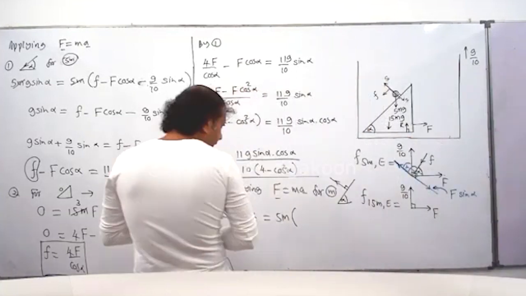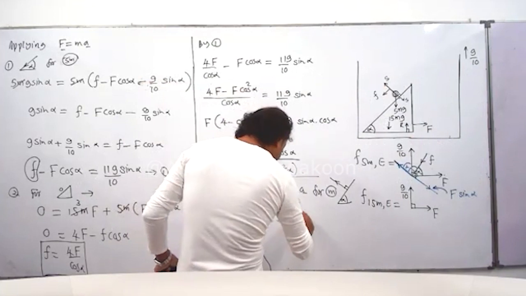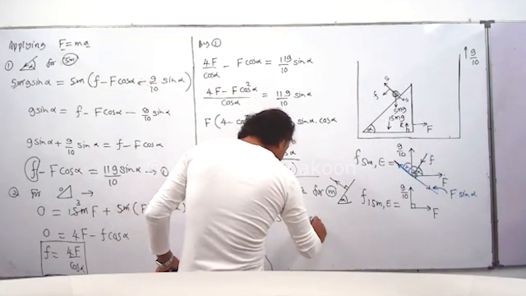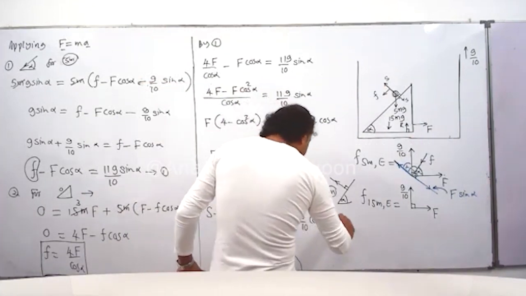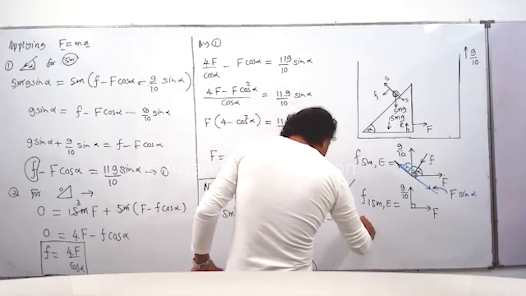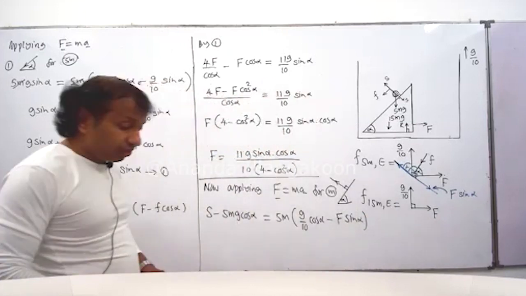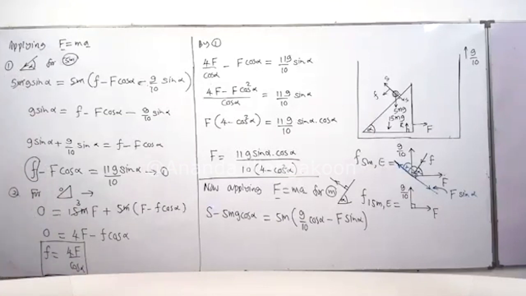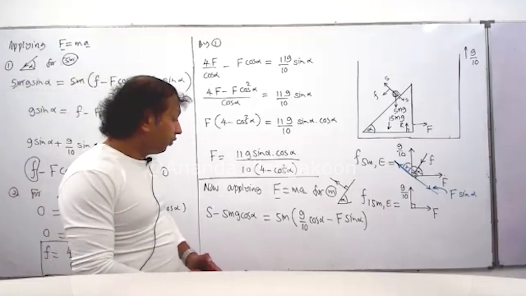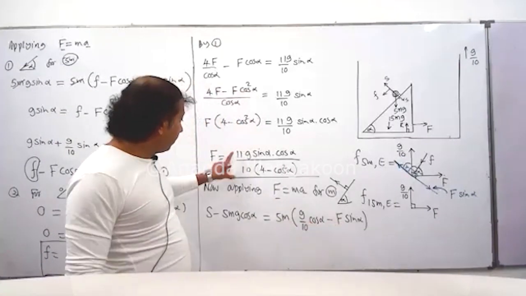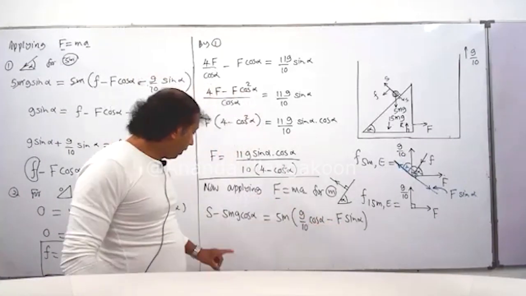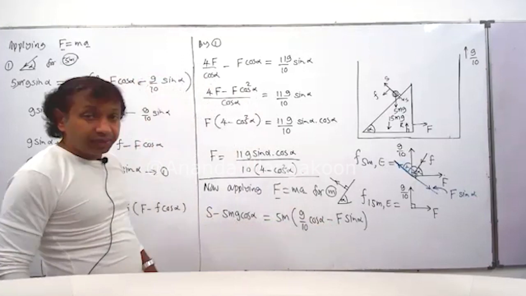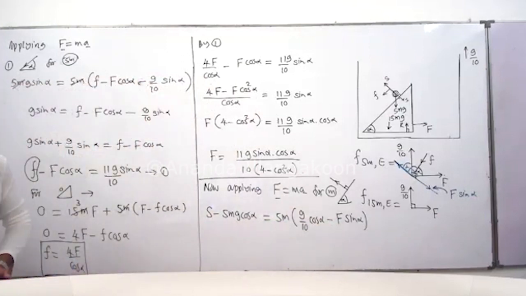In this direction only we apply g by 10 cos alpha minus capital F sin alpha. Understand? g by 10 cos alpha minus capital F sin alpha. This is what we get when we apply F equals ma for this particle perpendicular to the plane. Now we substitute for this capital F the answer we got, bring this to the right hand side and make S the subject, then we get this answer.